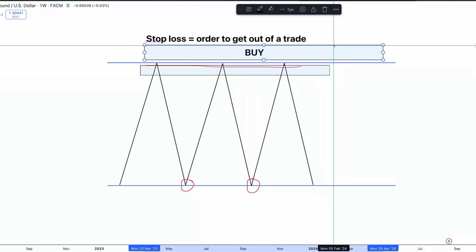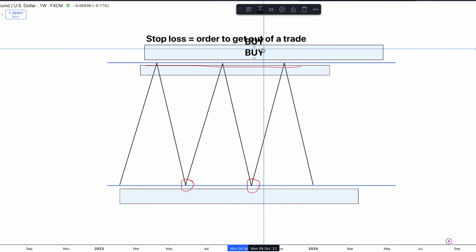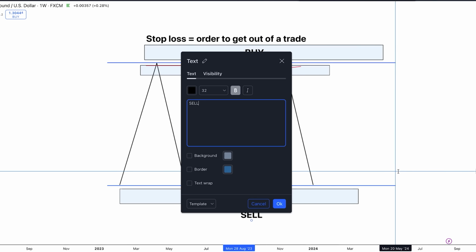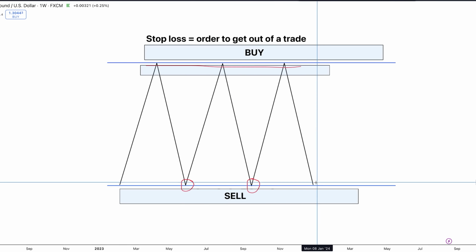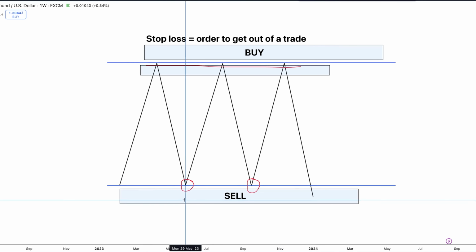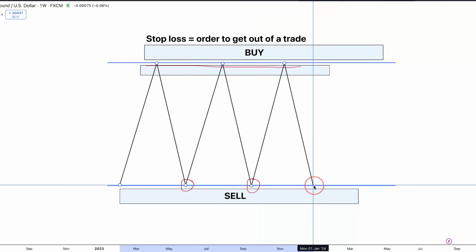Now equal lows works in exactly the same way. These are sell orders. There are a lot of sell orders in the form of stop losses beneath this level. Because we have buyers here, if the trade goes bad and moves lower, they will have to sell their positions and sell their contracts for a loss, which means they will take a loss, of course.